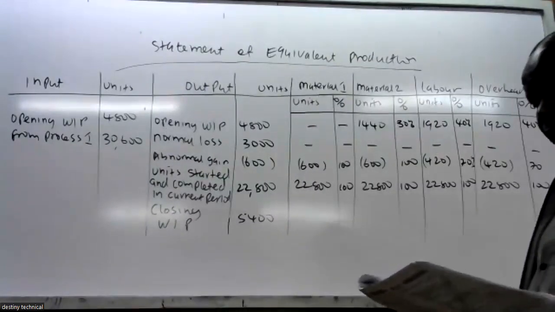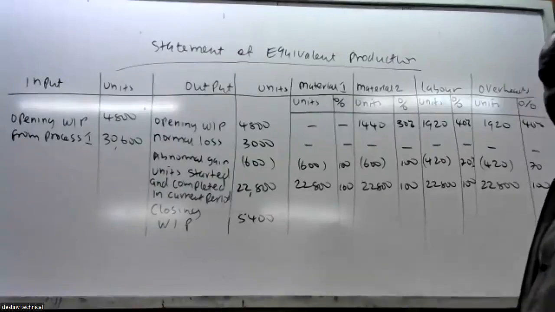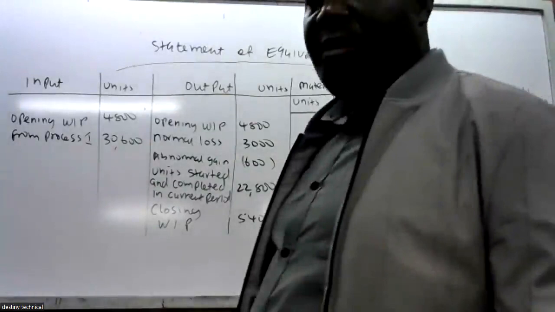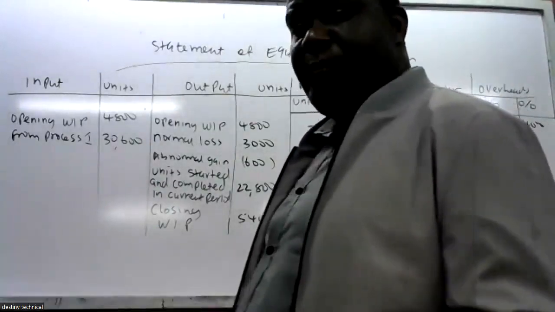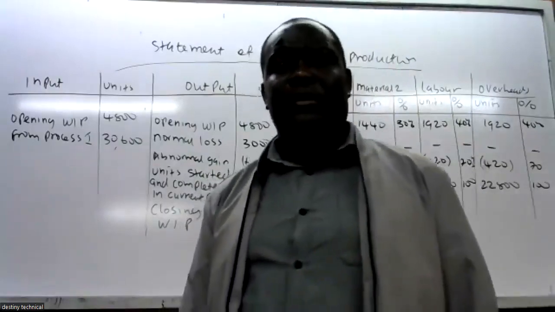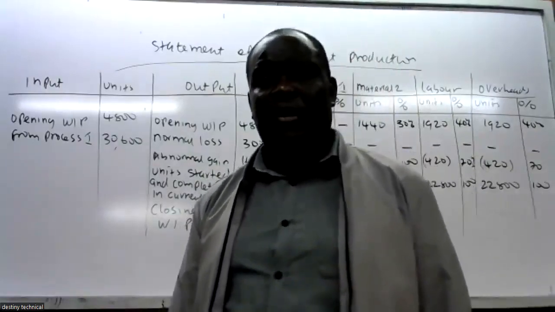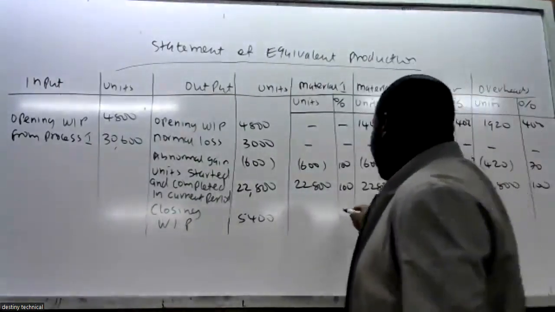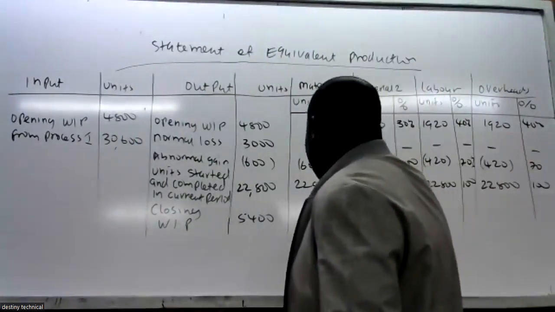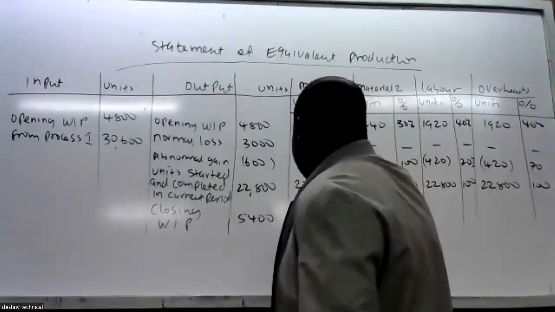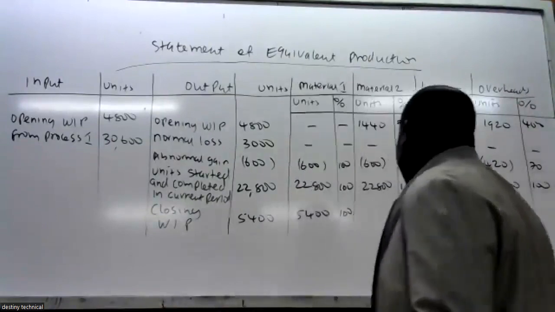So the degree of completion is in note number 4. Material 1 will be 100% complete, because the one given will be for material 2. For opening work in progress, you take the remaining percentages, but for this one you take the percentages the way they are given. So this one will be 100%, which is 5,400.